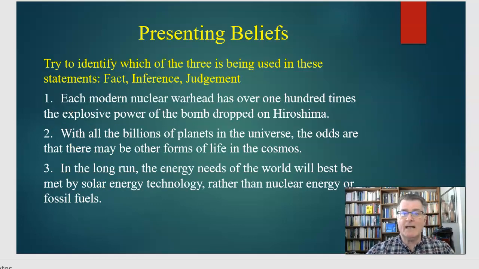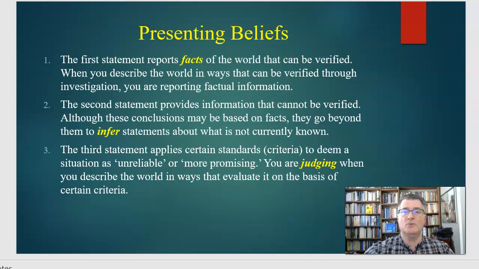So typically in class, what I do is I show these three statements, and together we try to figure out what kind of statement it is. Is it factual, inferential, judgmental? Should be pretty straightforward. First one, each modern nuclear warhead has over 100 times the explosive power of the bomb dropped on Hiroshima. Number two, with all the billions of planets in the universe, the odds are that there may be other forms of life in the cosmos. And three, in the long run, the energy needs of the world will best be met by solar energy technology rather than nuclear energy or fossil fuels.